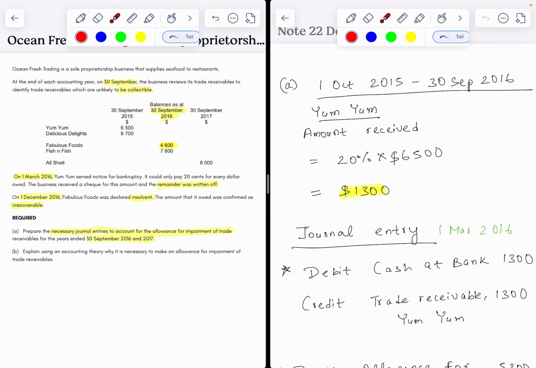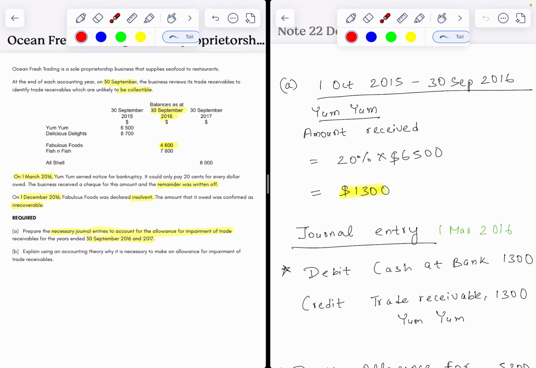Since we are preparing the journal entries for the year ended 30 September 2016, the year we will initially focus on are the 12 months starting 1 October 2015 and ending 30 September 2016. So in between these 12 months, we first look into all the transactions that have happened, starting with on 1 March 2016, when Yum Yum confirmed that they are going through a bankruptcy, and therefore whatever amount they owed us, which is $6,500, they can now only pay 20 cents on the dollar, which is synonymous to saying that they will only cover 20% of what they owe.